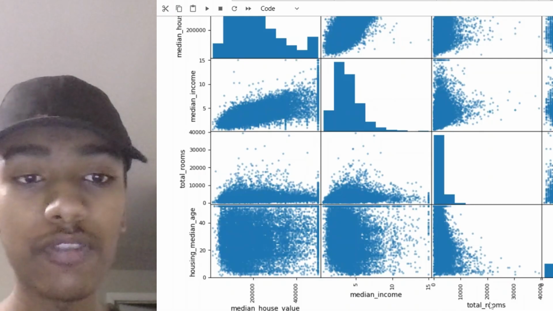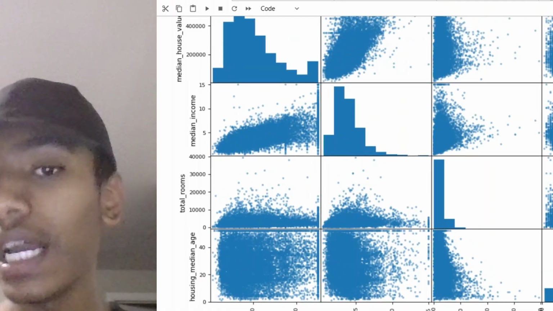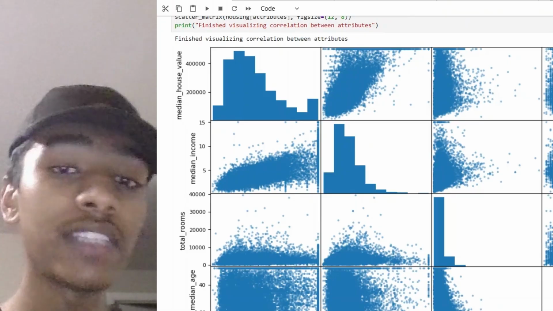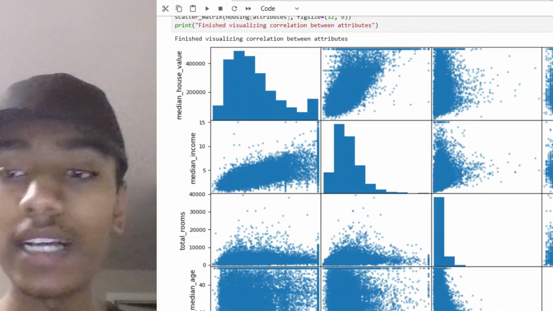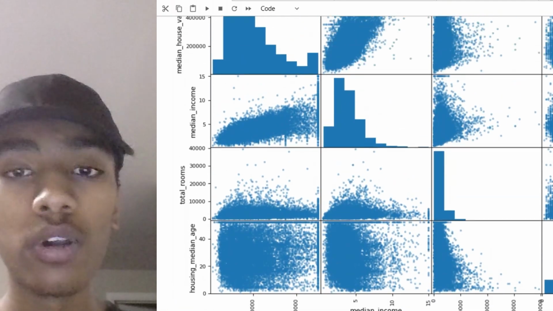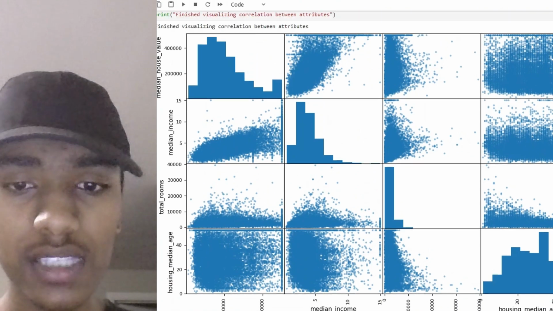All right, and so you're seeing the same thing for total rooms, and you're seeing the same thing for housing median age. Now let's take a look at the graphs that we're really concerned with. Let's take a look at this graph right over here, median house value, and then we'll compare that to the total rooms. So what we can observe there, let me go ahead and zoom out a little bit just so that we can see all of these.